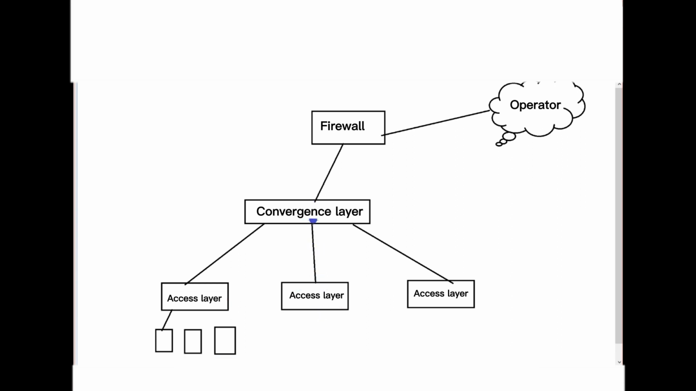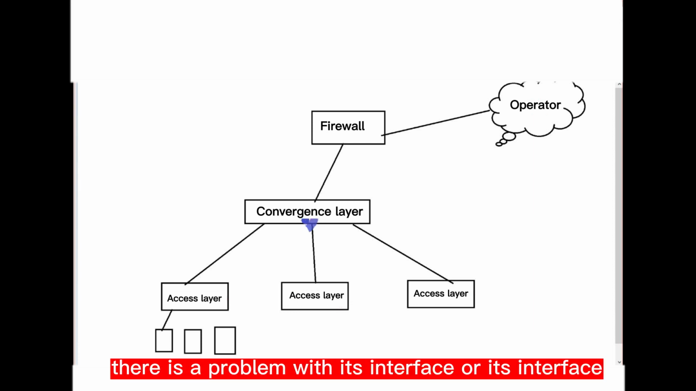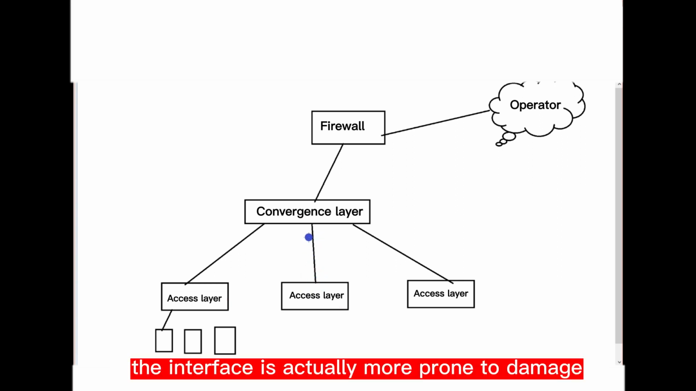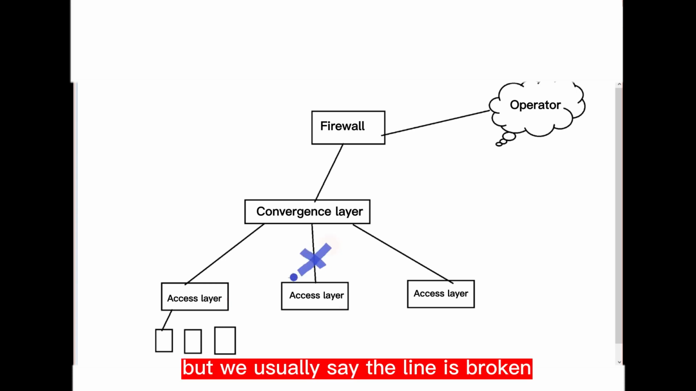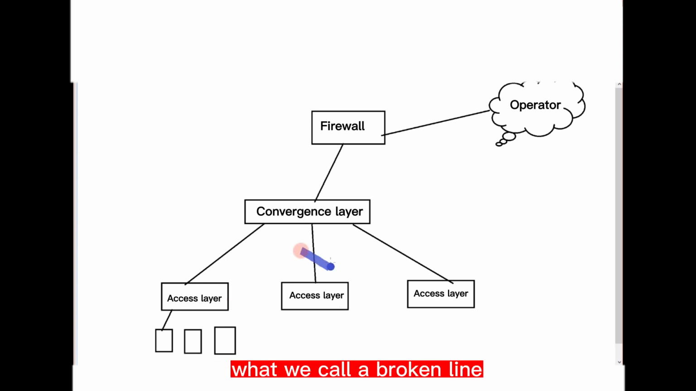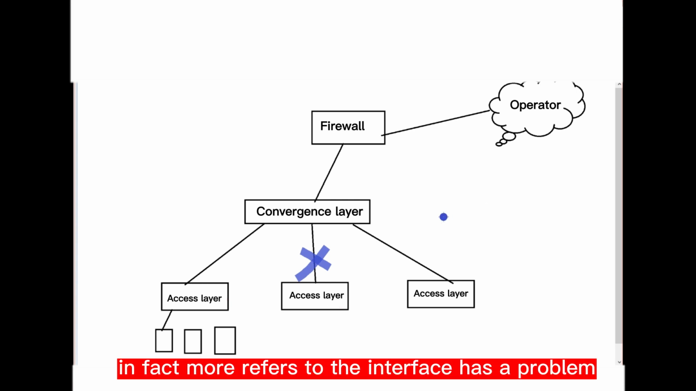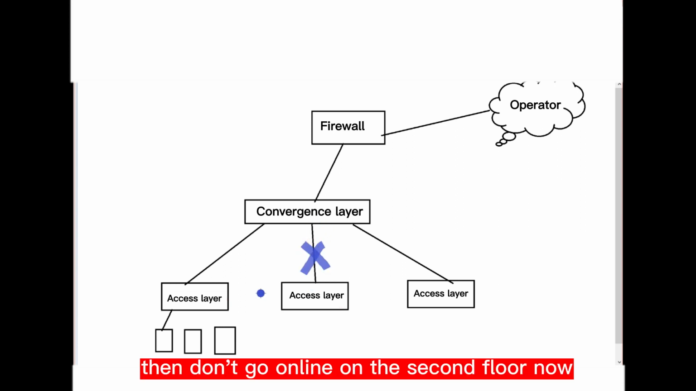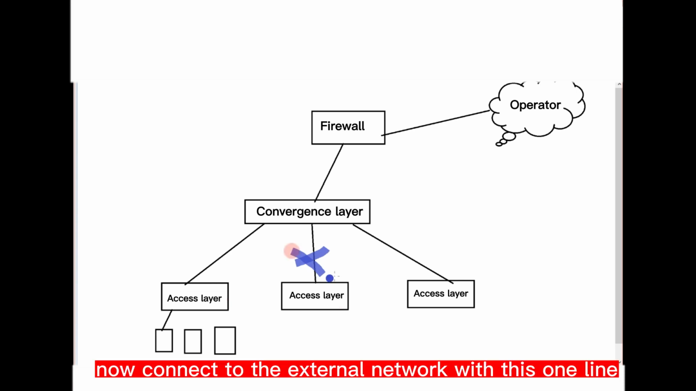with only one line. If this line breaks, we usually don't mean the line itself. It usually refers to, for example, a problem with its interface. The interface is actually more prone to damage, but we usually say the line is broken. What we call a broken line more often refers to the interface having a problem. Once there is a problem with the line, the second floor can't go online, because it connects to the external network with this one line.